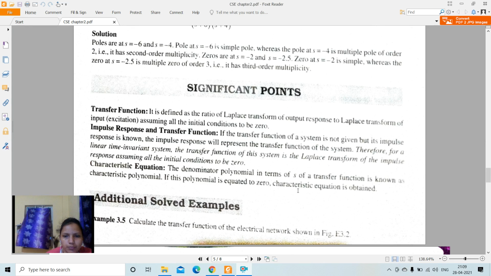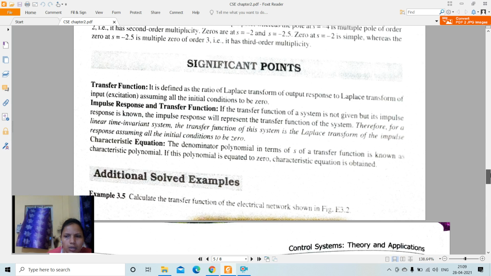So, in today's video class, we solved some problems related to the transfer function, impulse response and transfer function, and the characteristics equation. Basically, we are calculating the transfer function for different electrical networks. In the previous classes we already discussed the transfer function, impulse response and transfer function, and then the characteristics equation. So what is this characteristics equation?